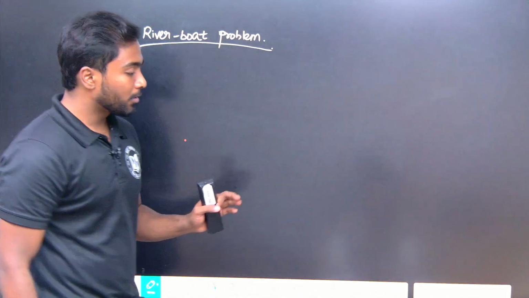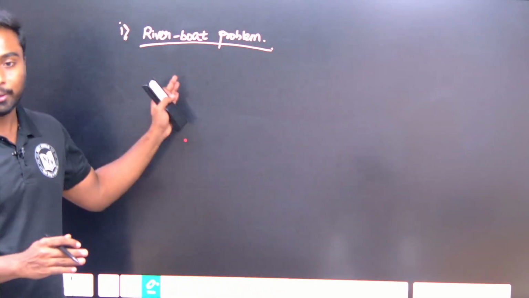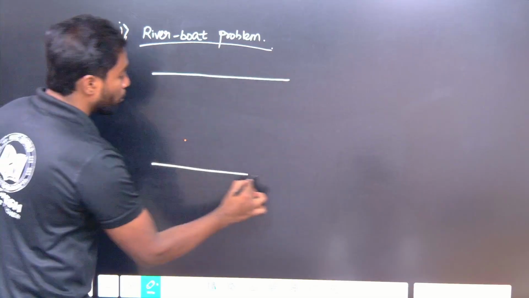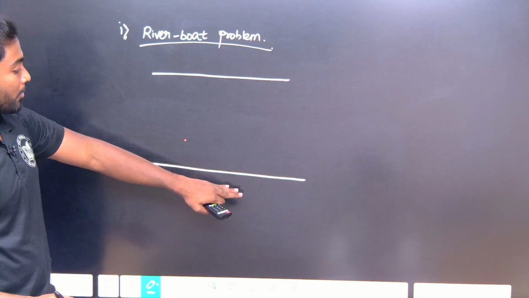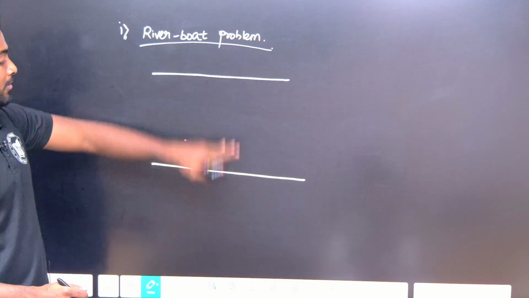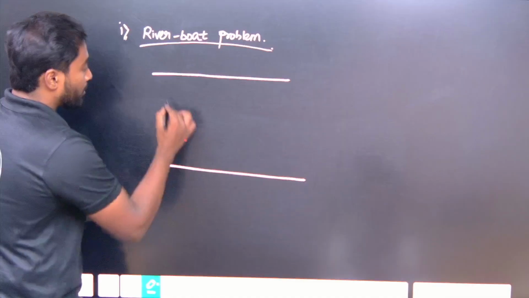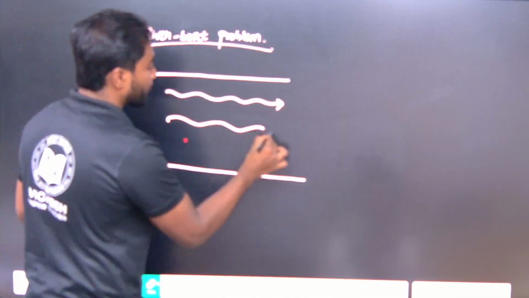Before going into the two topics, we are going to discuss the basic things they are following there. Simple. Let me take the two banks of the river: this is the South Bank and this is the North Bank. Suppose the river is flowing in this direction.